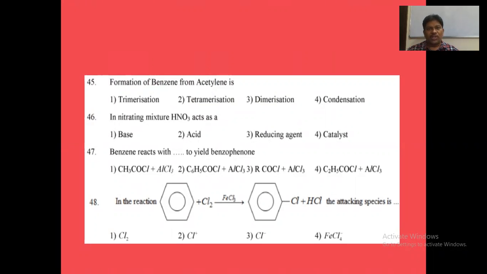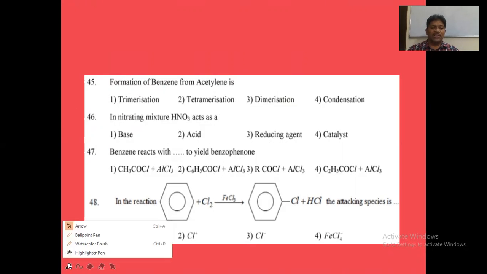The type of polymerization in which 3 monomer molecules join to form 1 polymer is called trimerization. So what is that reaction here? Trimerization. Trimerization means 3 monomers join to form 1 polymer. So the answer is trimerization. Is it clear? So next here, in the nitrating mixture, in the nitration mixture, HNO3 acts as what?